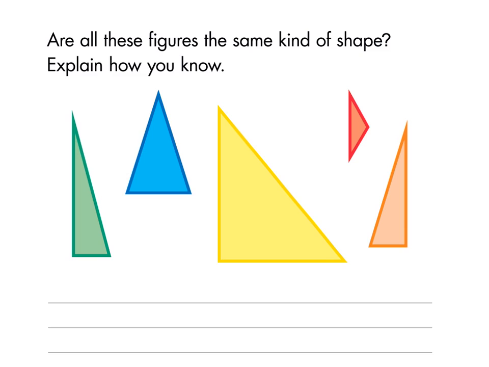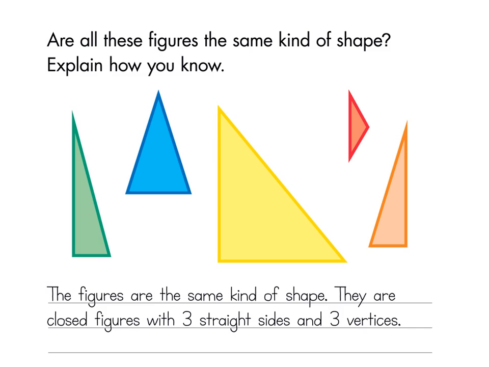Remind these students that two-dimensional shapes can be defined by the number of straight sides and vertices. Have students count the number of straight sides and vertices each figure has. Then, ask them to tell what these figures all have in common.